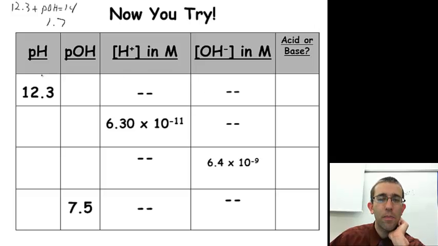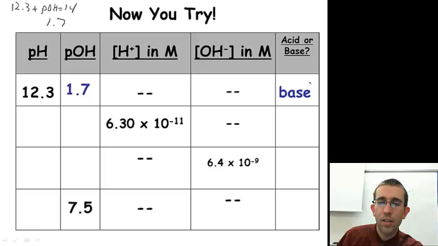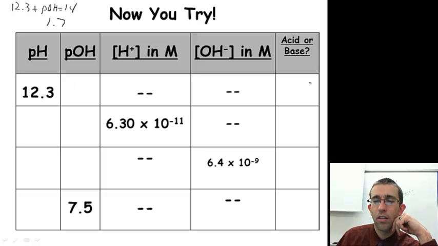We're going to leave these out. So if my pH is 12.3, my pOH is 1.7, is it an acid or base? Well, you probably just saw it pop up there, but a pH of 12.3 is a base. And there we go, 1.7.